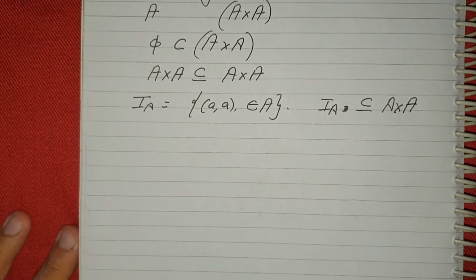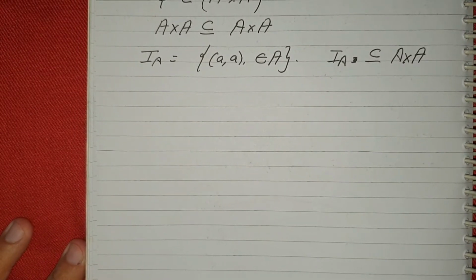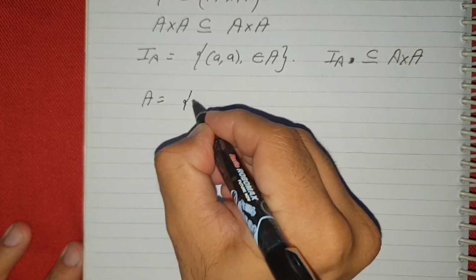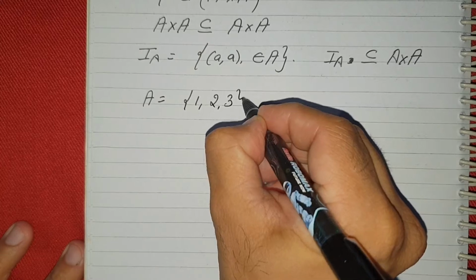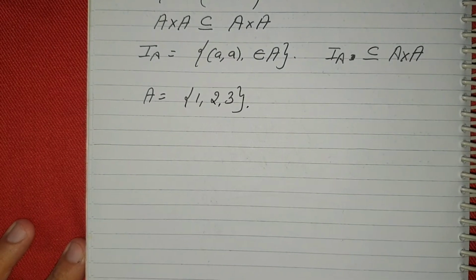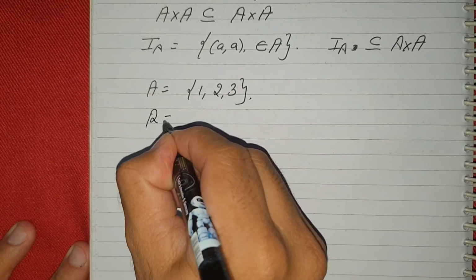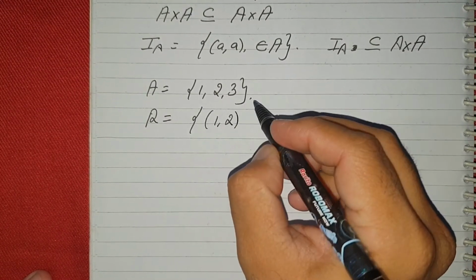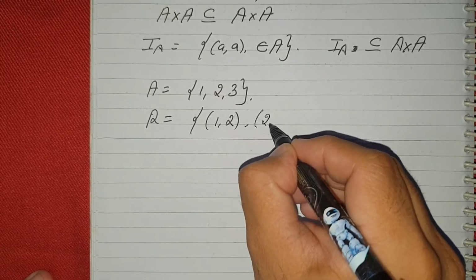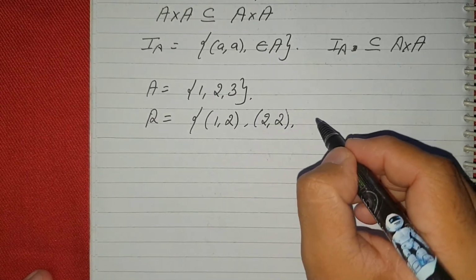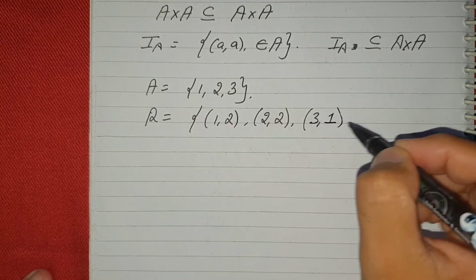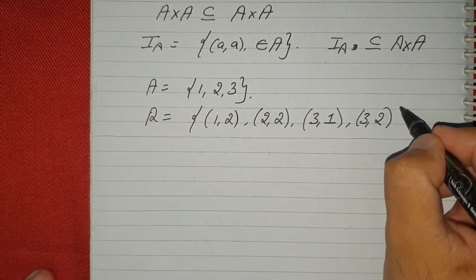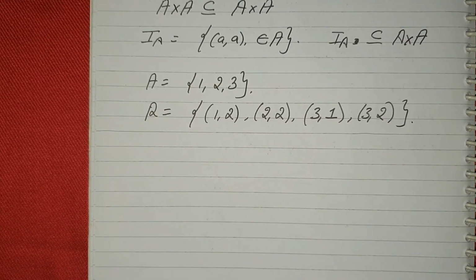Now we take an example. A is given as {1, 2, 3}, and R, which is a relation, is {(1, 2), (2, 2), (3, 1), (3, 2)}. So this is a relation.